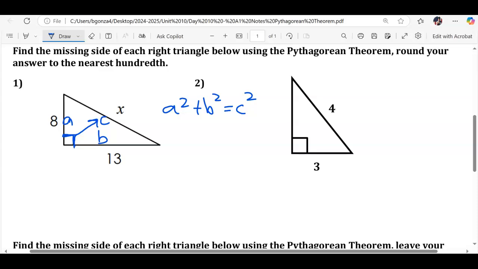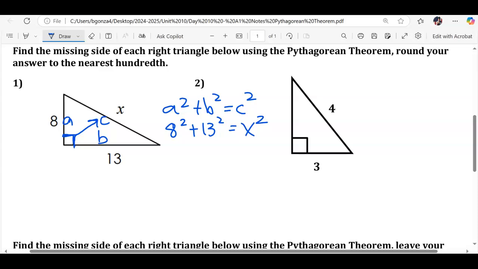So A, we have right here, is 8, B is 13, C is X. So 8 squared plus 13 squared equals X squared. Now you are allowed to use Desmos, okay? In fact, let's read these instructions because there's two different ways you might see the answer, okay?